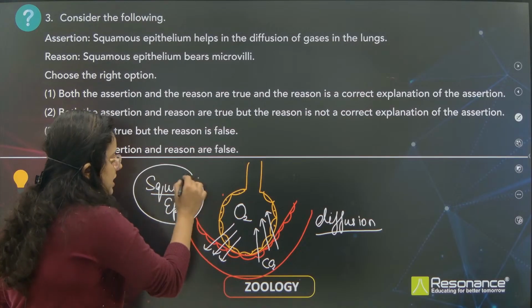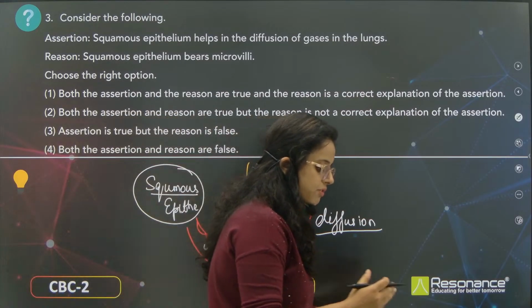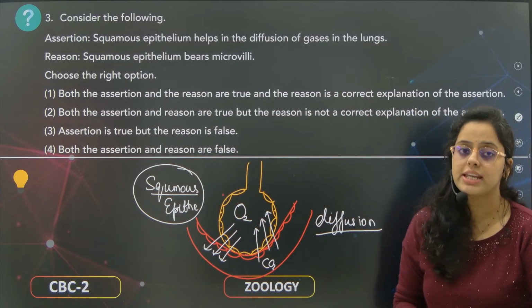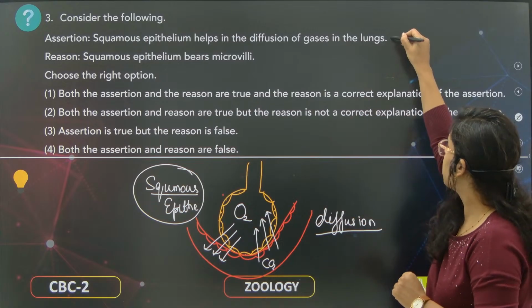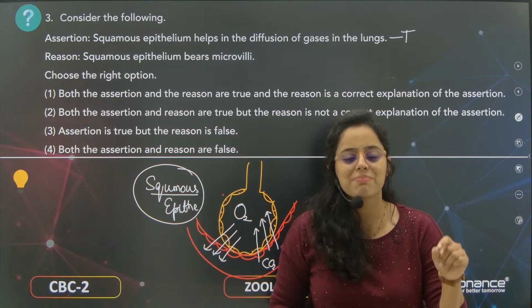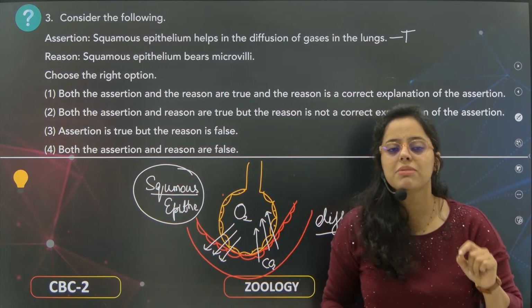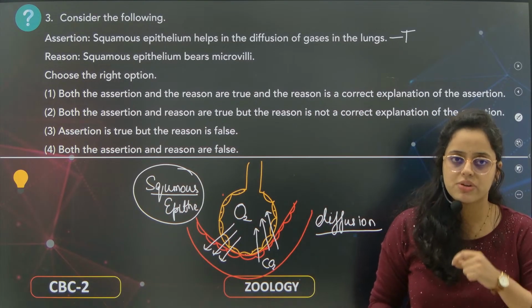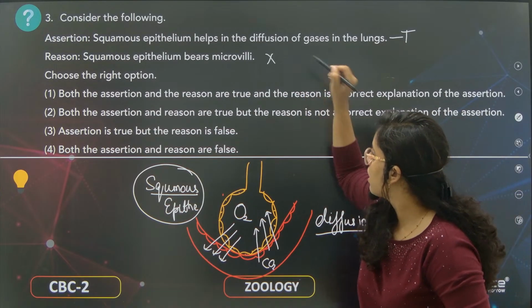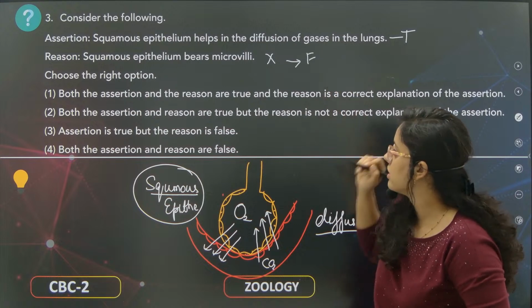So the squamous epithelium are very thin cells which allow the diffusion of gases. That is the reason they are present in the lungs, in alveoli. So the assertion statement is true. Now coming to the reason, squamous epithelium bears microvilli. Squamous epithelium doesn't bear microvilli or cilia or glandular structures. So this is a wrong answer, a false statement.